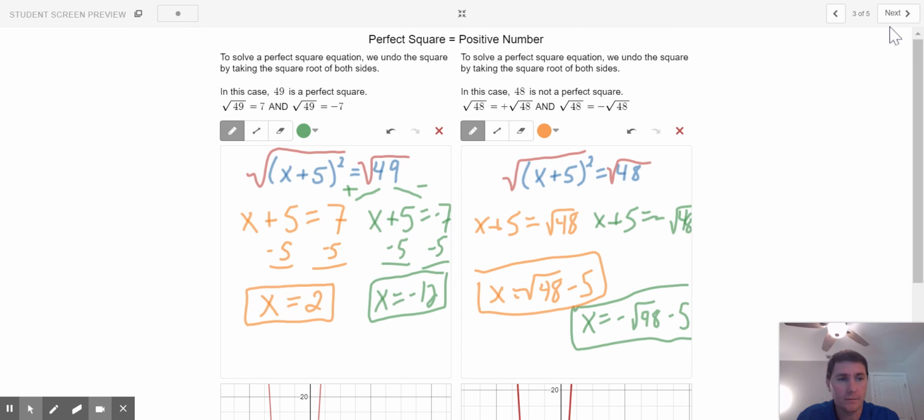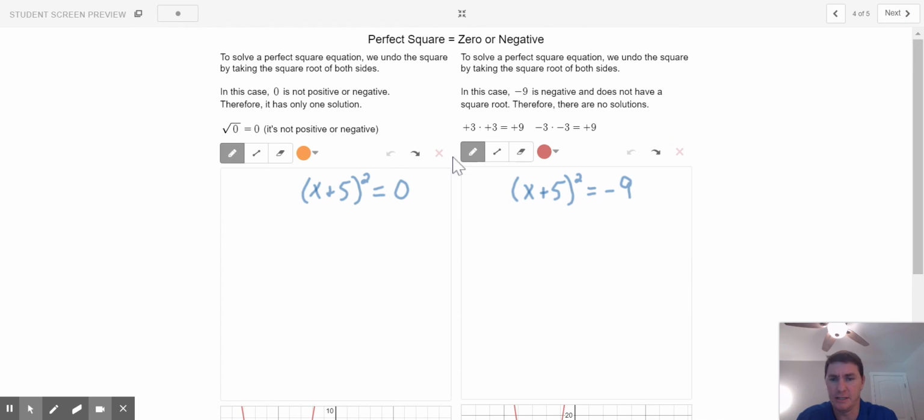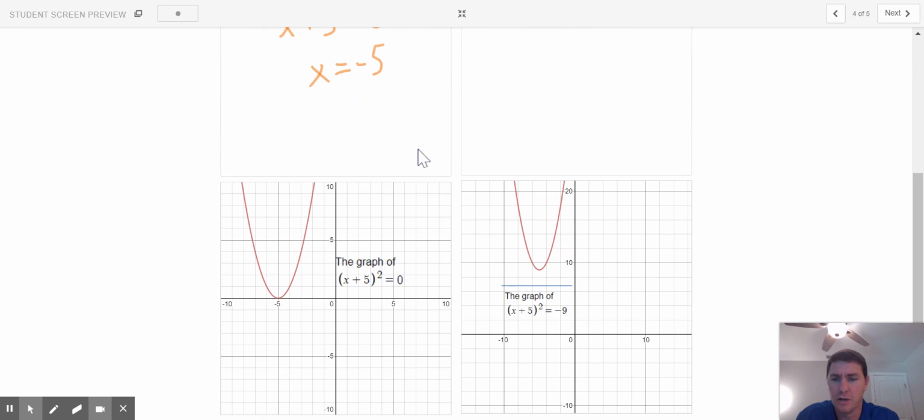Okay, let's look at a couple other cases. What happens if it equals 0? In this case, 0 is not positive or negative. It's just 0. So when we take the square root of both sides, we end up with x plus 5 equals 0. There's no positive 0, no negative 0, so there's just one equation. We solve that equation and get x equals negative 5. On our graph, we can tell this parabola just touches right here at negative 5, just one time. That's it.